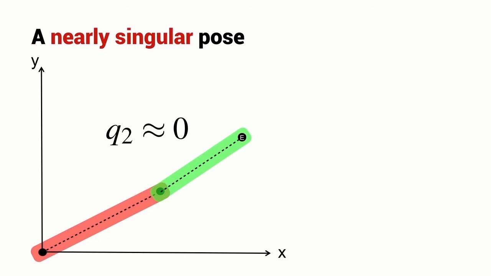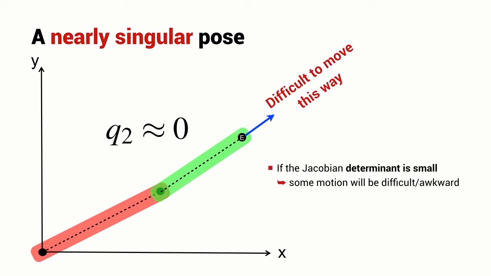Even if the joint angle is not exactly equal to 0, perhaps it's nearly 0, then we will still have problems in the directions that the robot is able to move. So a robot in this sort of configuration will find it difficult to move in this particular direction. We can compute the determinant of the Jacobian matrix, and if it's equal to 0 or if it's small, that tells you that there is some motion direction for the robot that will be difficult or awkward.